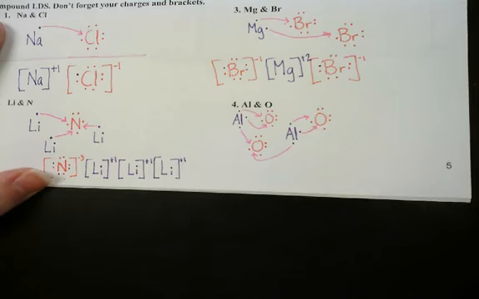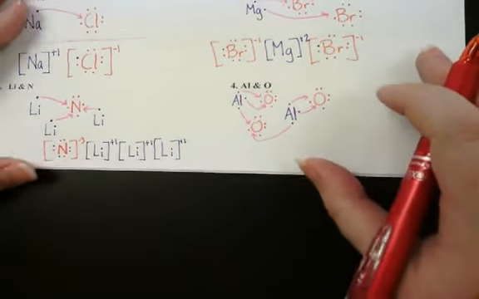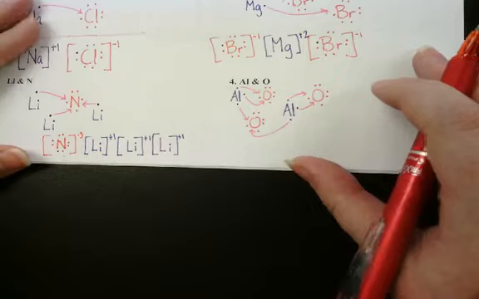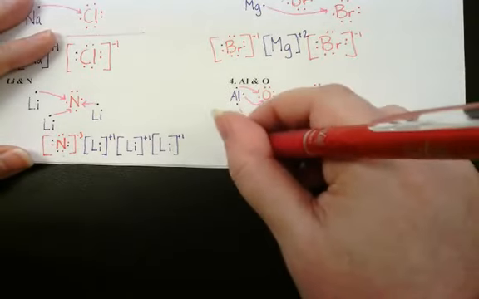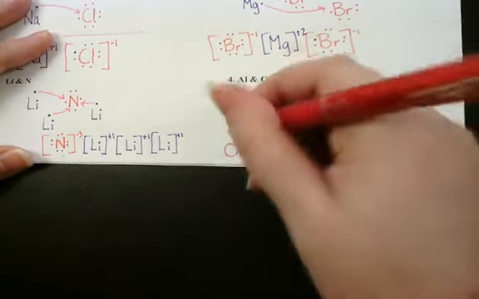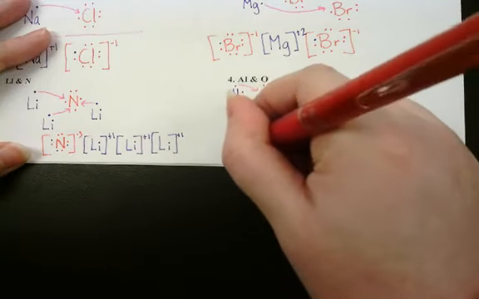Okay, so then that's part of it. And then we have to clean it up and make it look nice and pretty with our brackets. So I'm going to start with oxygen. How many dots should this oxygen have? 8.